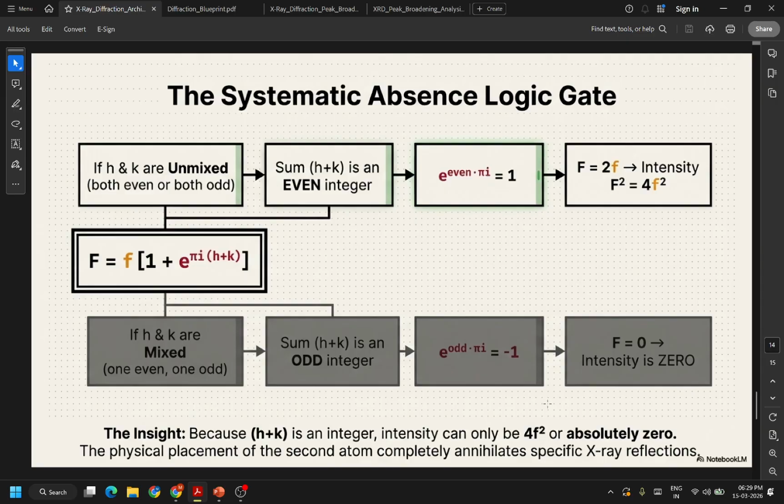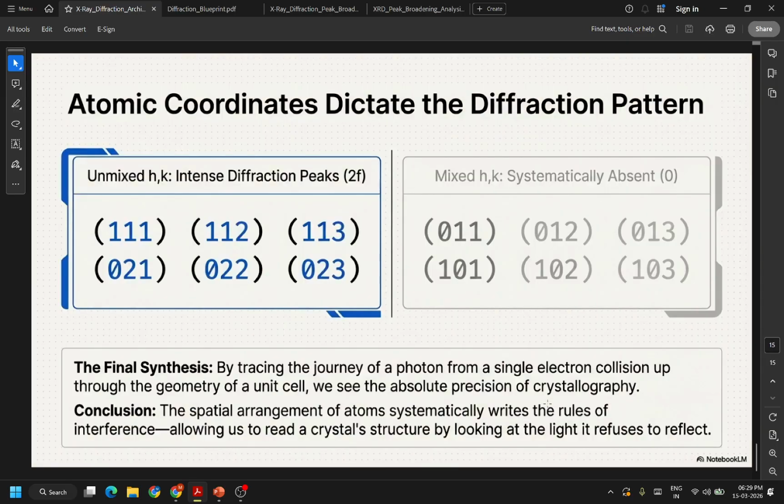So you can see, by adding a second atom at the base positions, we are also able to annihilate specific X-ray reflections. If we have 111, 112, 113, 021, 022, 023, the L value here is irrelevant. Only H and K are relevant. Here H and K are unmixed, so you will have very high diffraction peaks. And when H and K are mixed, they will be completely absent, systematically absent from the diffraction spectrum.